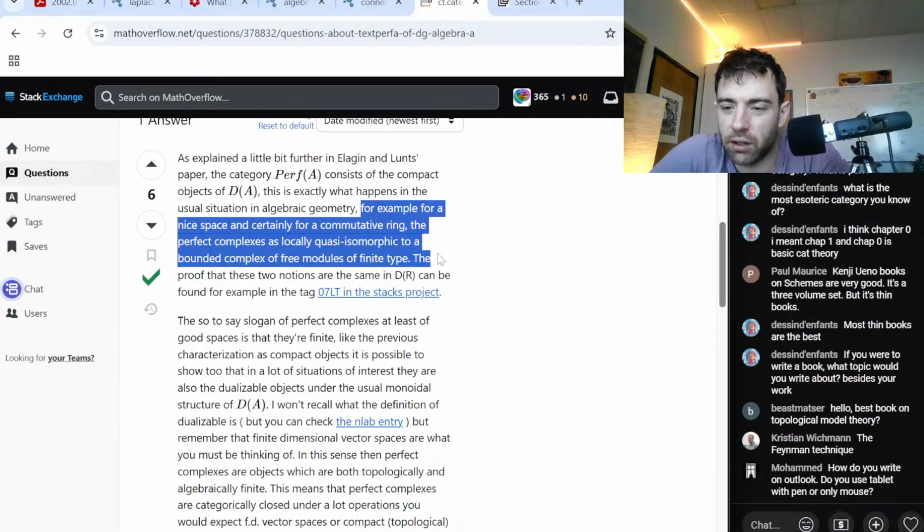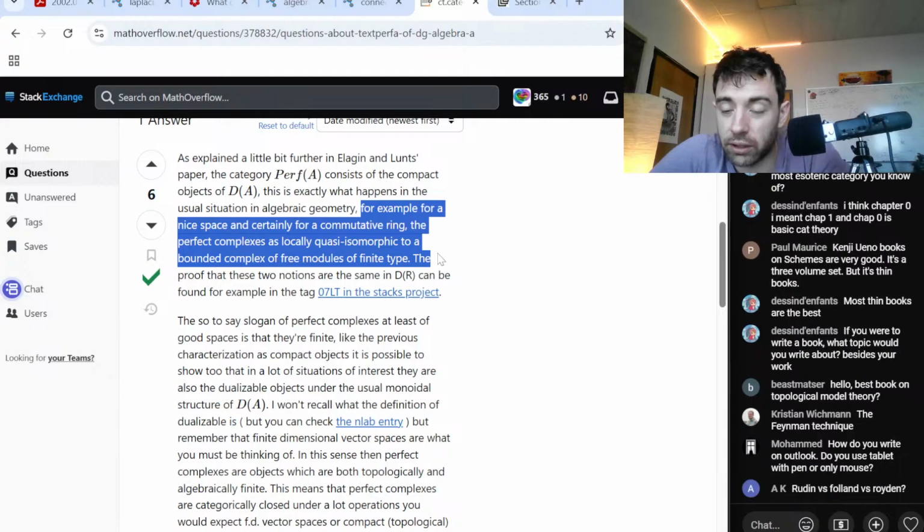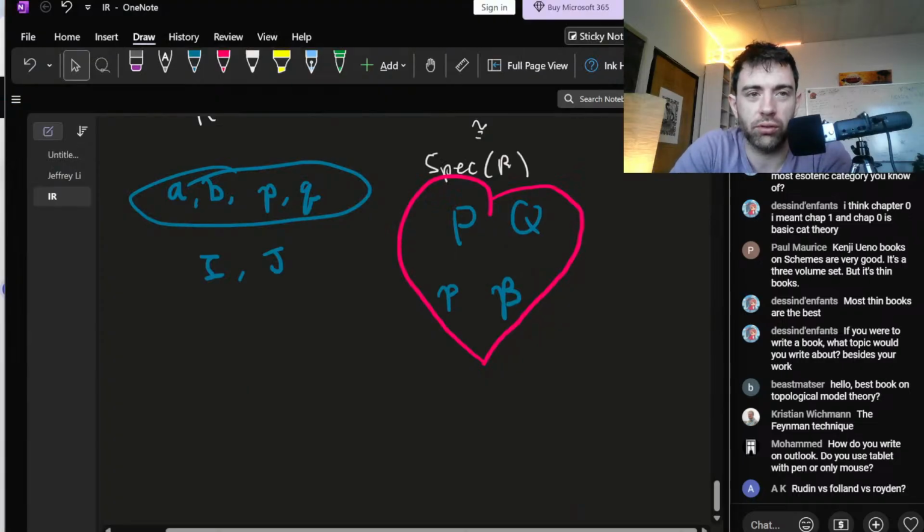How do I write on Outlook? On Outlook? Do you use a tablet with a pen or only a mouse? I don't use Outlook. Unless, wait, is OneNote part of Outlook somehow?